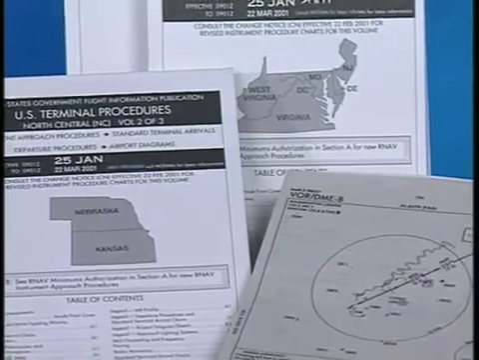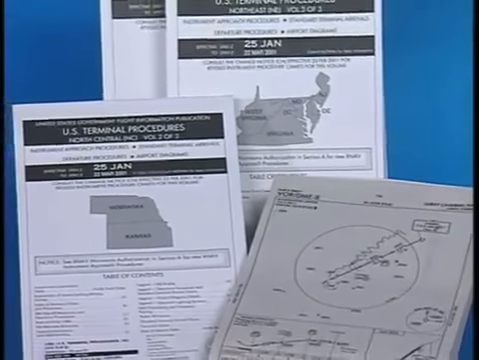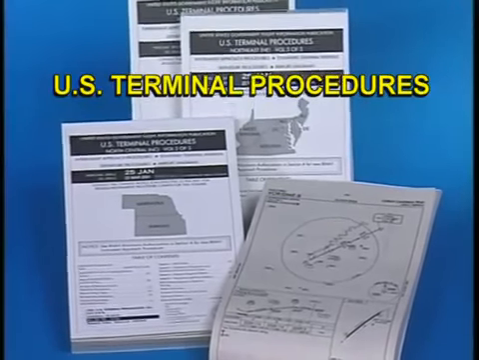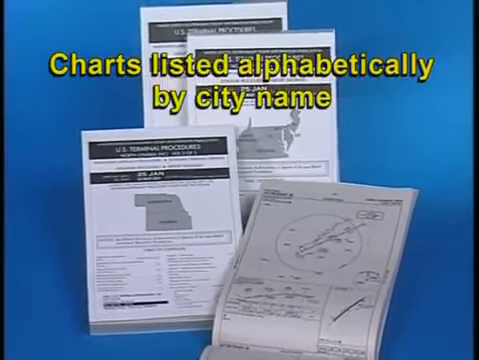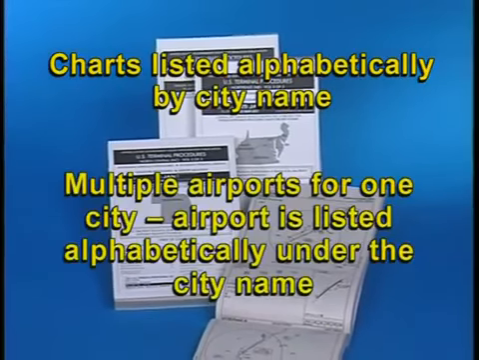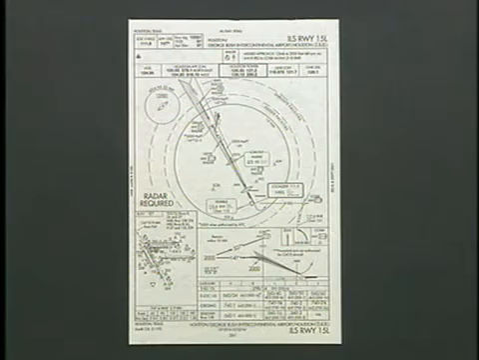NACO approach charts are bound in booklets, each covering a specific geographic region. These booklets are entitled U.S. Terminal Procedures and contain approach charts listed alphabetically by city name. If multiple airports exist for one city, each airport is listed alphabetically under the city name.